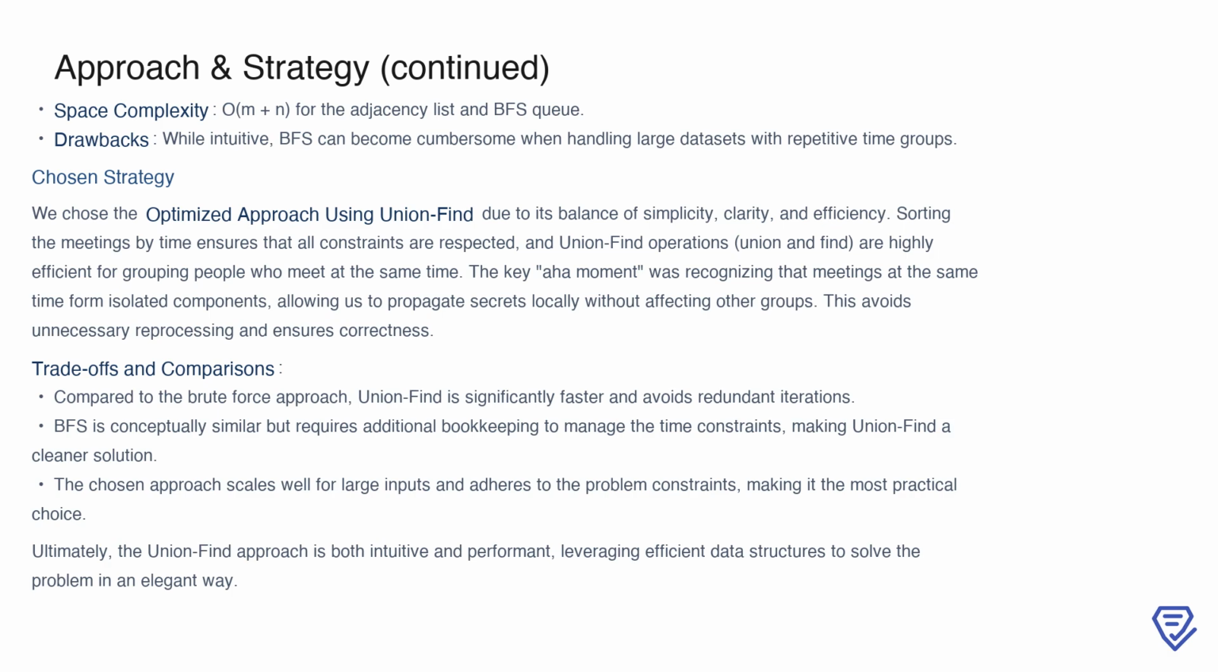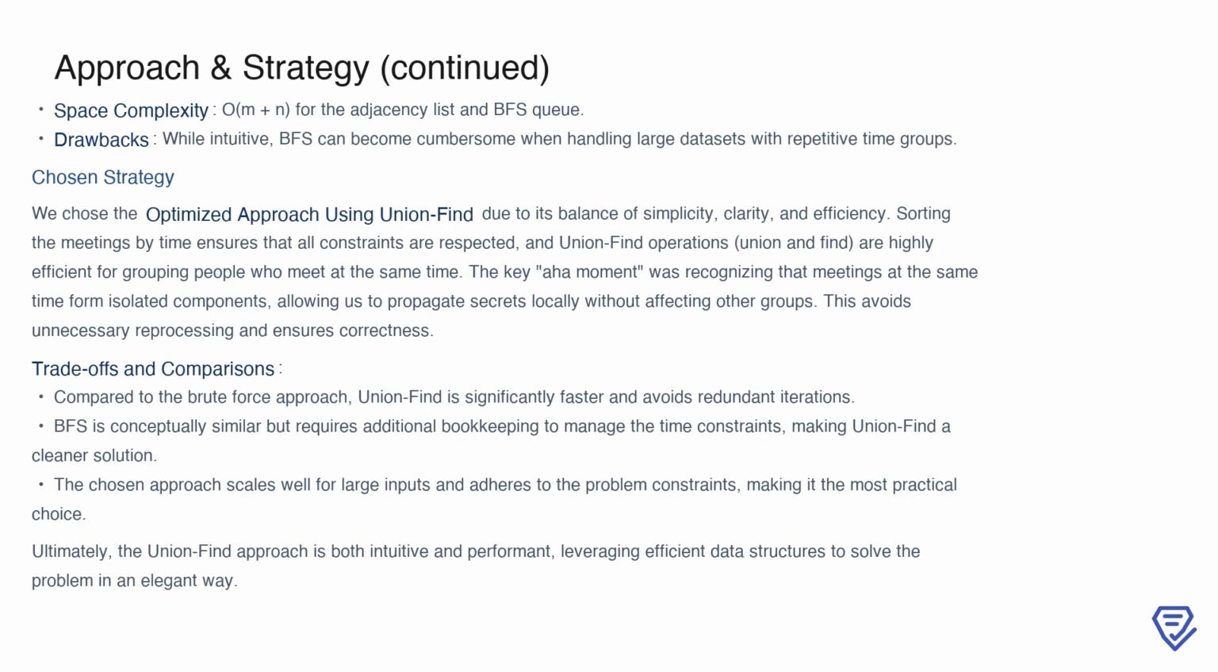Ultimately, we chose the union find approach as our solution. It strikes a balance between simplicity, clarity, and efficiency. By sorting meetings by time and grouping people who meet simultaneously, we isolate time groups and propagate secrets locally. This avoids unnecessary reprocessing and ensures correctness. Compared to the brute force method, union find is significantly faster and eliminates redundant iterations. While BFS is conceptually similar, union find is cleaner and more scalable. With its ability to handle large inputs while adhering to the problem constraints, the union find approach provides an elegant and performant solution.